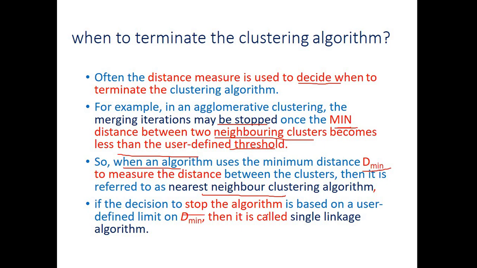If the decision to stop the algorithm is based on the user-defined limit d minimum, then it is called the single linkage algorithm. So that means if d minimum is used for measuring the distance between the clusters, it is called the nearest neighbor clustering algorithm, and the decision to stop the algorithm based on d minimum is called the single linkage algorithm.